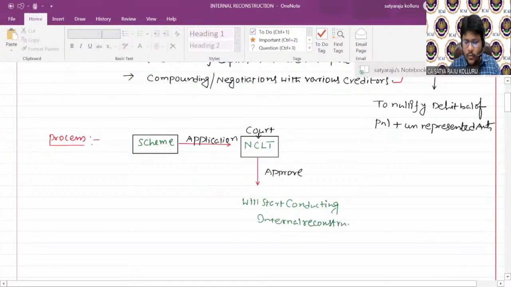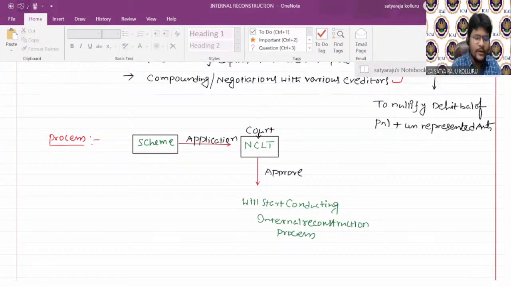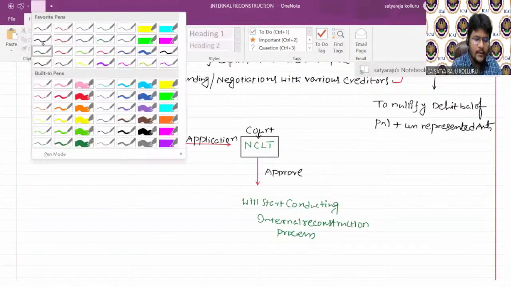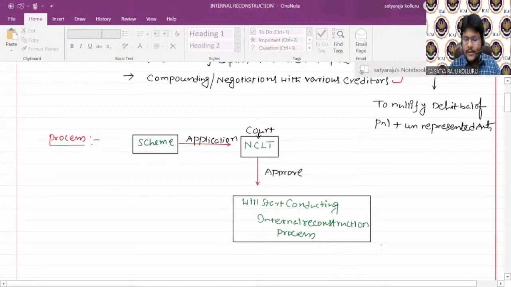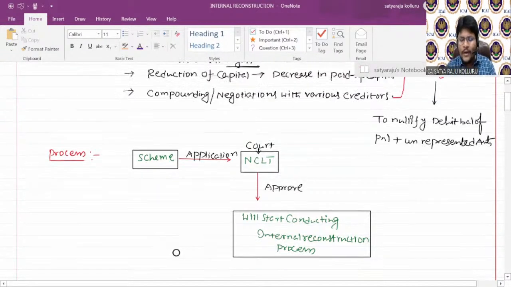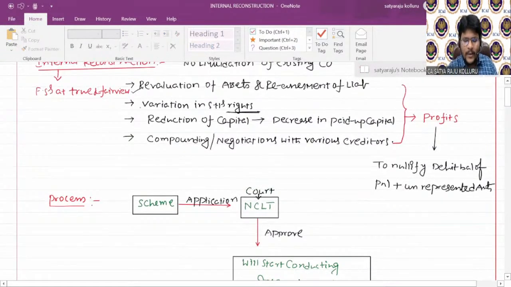Without having the court approval, we can't start the internal reconstruction process. We can't initiate the internal reconstruction process. That is very, very important. Next, sir, now during the internal reconstruction process, what is going on, sir? Such things, what happened internally, am I right?